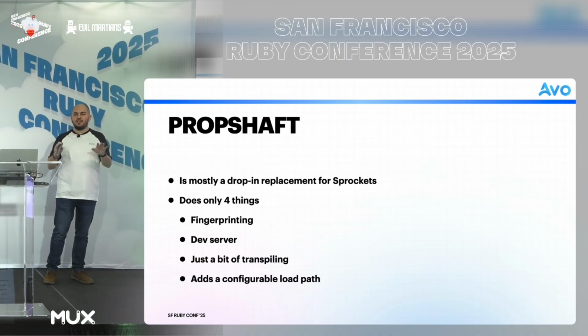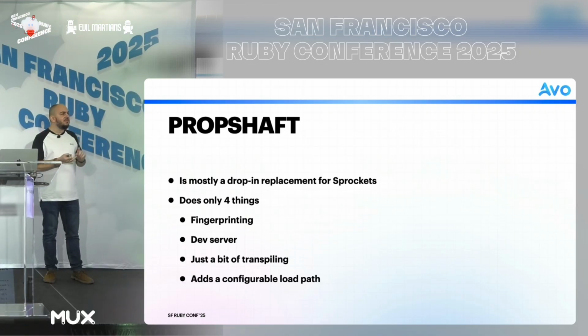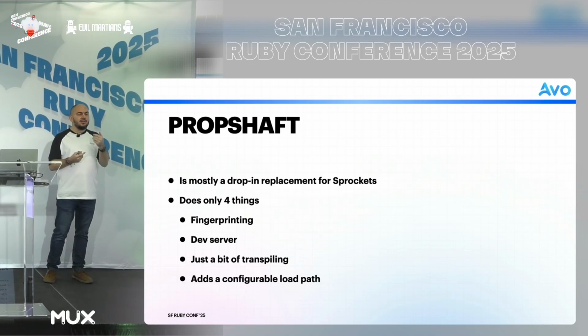It does only four things. It runs a dev server, does fingerprinting, does just a little bit of transpiling if you need it, and adds a configurable load path, which is fancy for saying, hey, watch this folder for me.